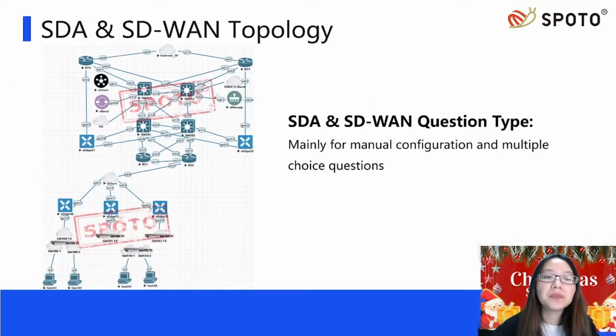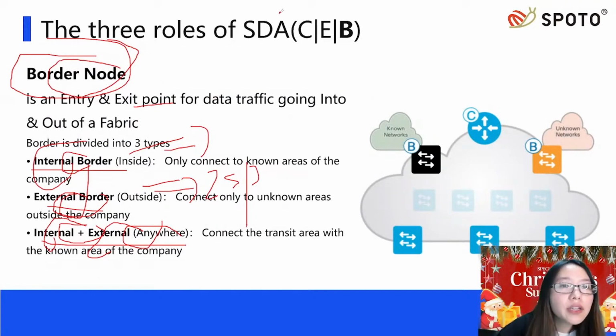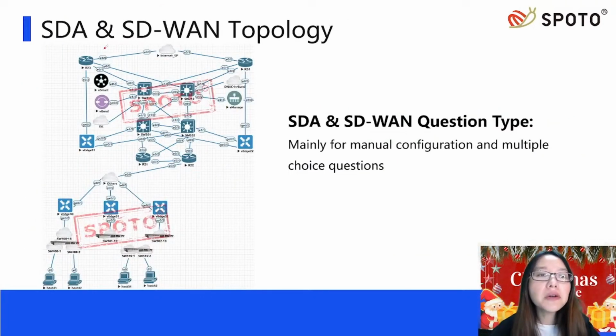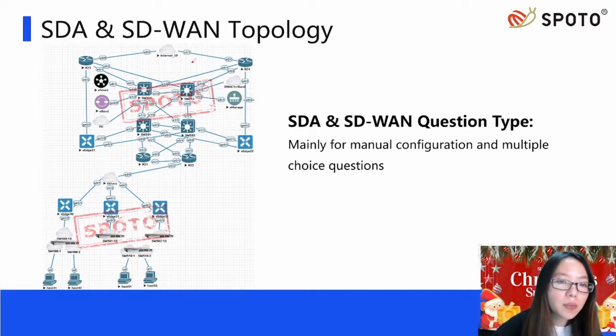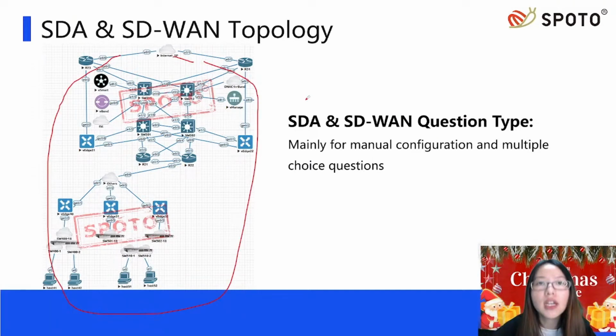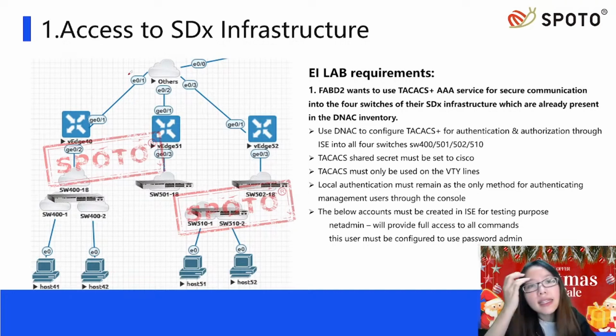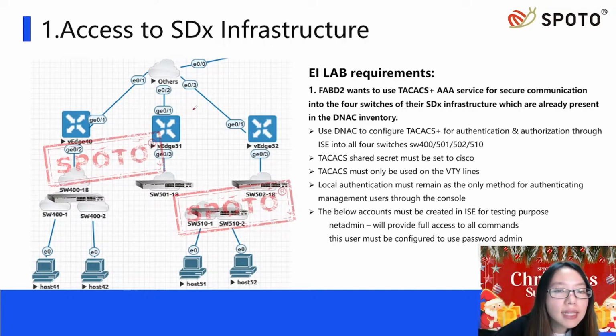So let's see the three roles, control plane, edge, and border, as used in our CCIE lab. We can see where the three roles are placed in our CCIE lab. You can see this is the SDA and SD-WAN topology. Okay, so let's see the requirement about the SDN.